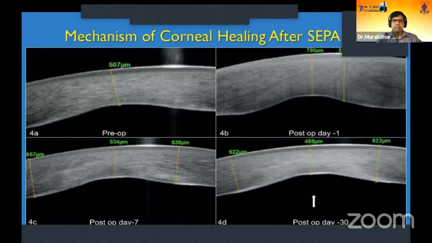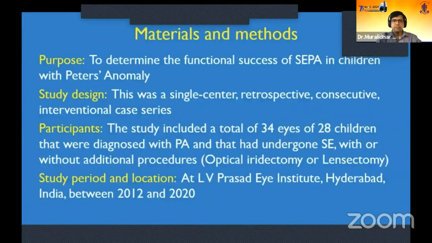At 1 month postoperative follow-up, Descemet's membrane is not only well apposed, the endothelium was covering the defect, which is sharply demarcated. Together, clinically, we could actually perceive the stroma is much more compact and transparent postoperatively. Our intent was to determine the functional success of SEPA in children with Peters anomaly.